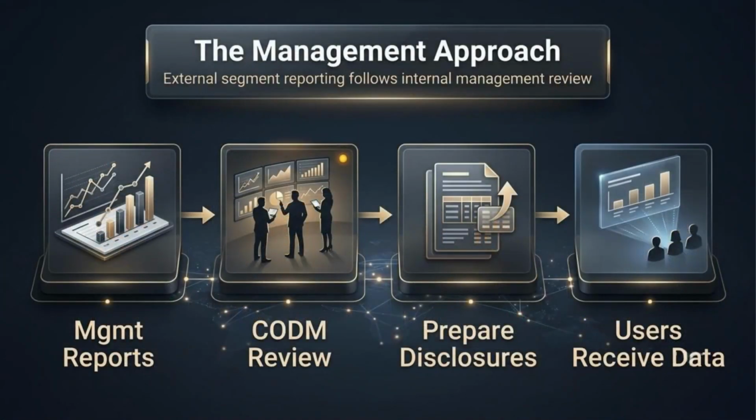The management approach is the heart of ASC 280. Segment reporting follows how management actually organizes and reviews the business internally. The standard does not force every company into the same product, geography, or legal entity template. Instead, it looks at the internal reports reviewed by the Chief Operating Decision Maker, or CODM. That is why two companies in the same industry may report different segment structures. The goal is to show the business through management's own decision making lens.